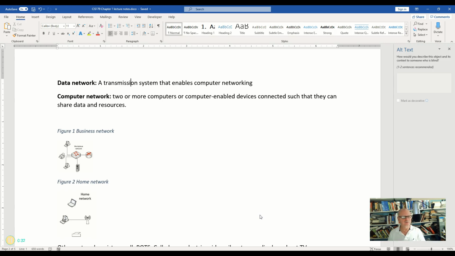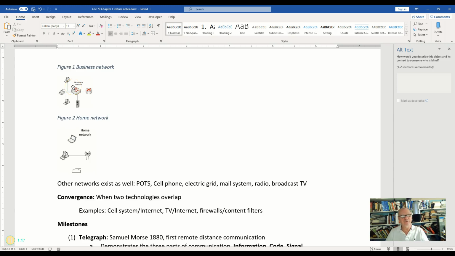Now, when I say a computer network, I'm talking about two or more computers or computer-enabled devices connected such that they can share data and resources. Now, notice I said here computers or computer-enabled devices. So a printer, for example, is not really a computer, but it has a computer in it, and it can be assigned an IP address and so forth. So it is a computer-enabled device, basically something that has a computer built into it and can talk to other computers.